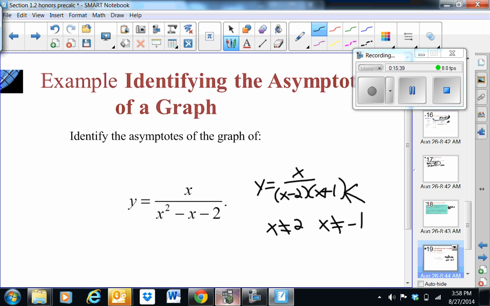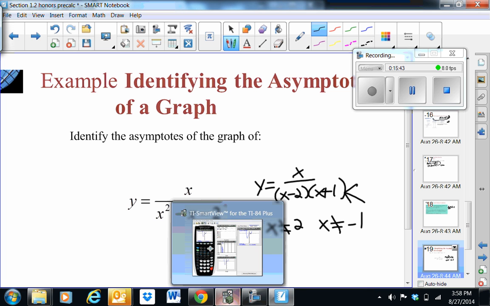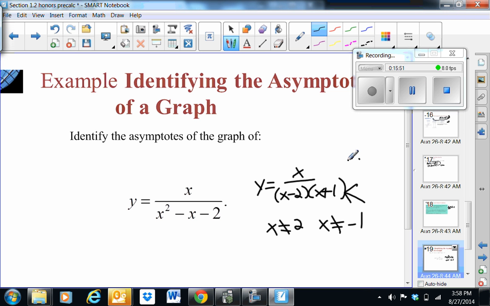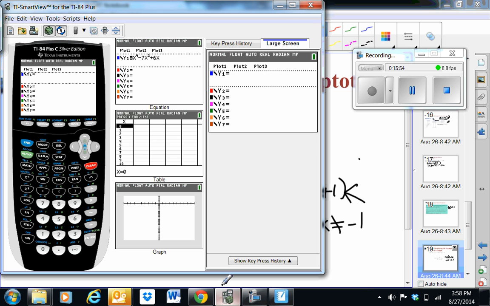And just to prove it, let's look at our graphing calculator. I'm going to clear out my y equals. And we're going to do x divided by x squared minus x minus 2. So x divided by parentheses x squared minus x minus 2. Why can I not find my other parenthesis? Struggling. And let's graph it.